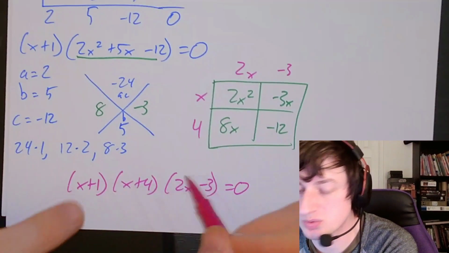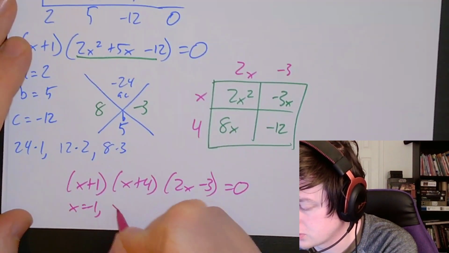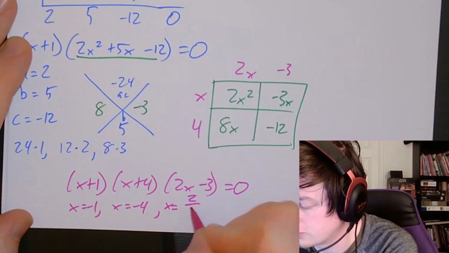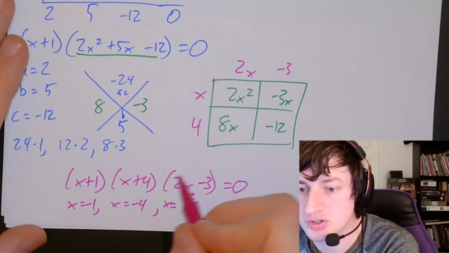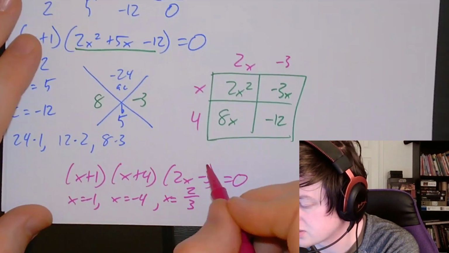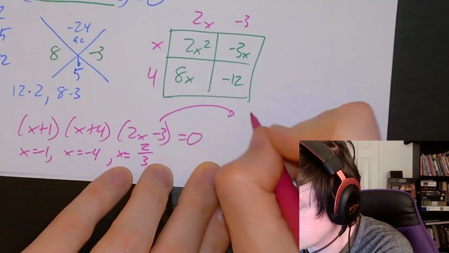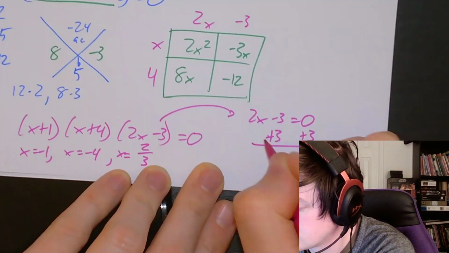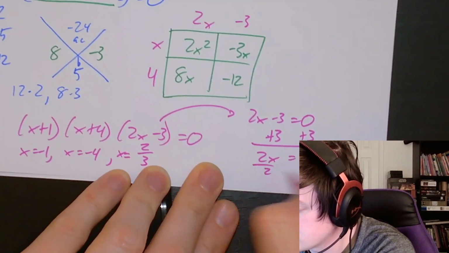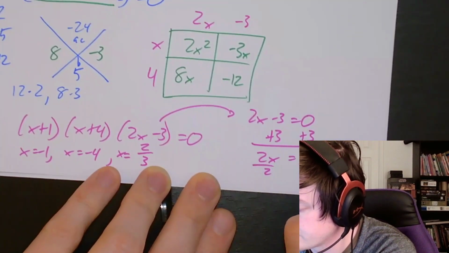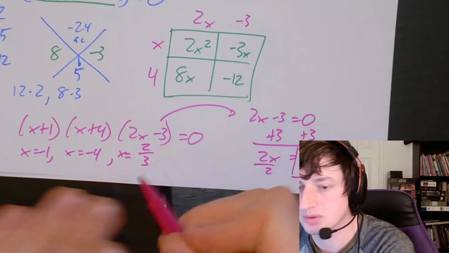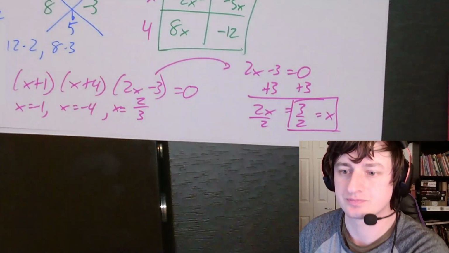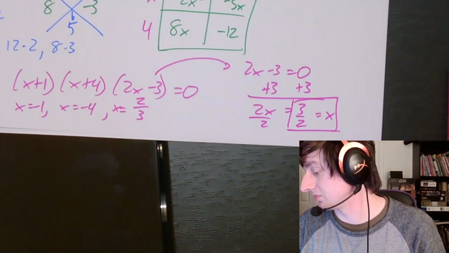You get the same solutions we got before. You get x equals negative 1, x equals negative 4, and x equals 2 over 3. Remember, to solve this, to find this number, we would take this thing, set it equal to 0, use our inverse operations from algebra 1. So you get 2x equals 3, divide by 2. We get x is the 2/3 that we had before. Okay. I need to replay that. That end was pretty quick.